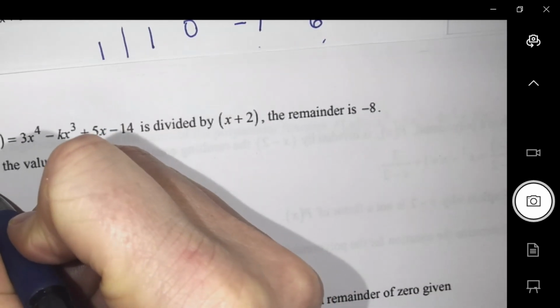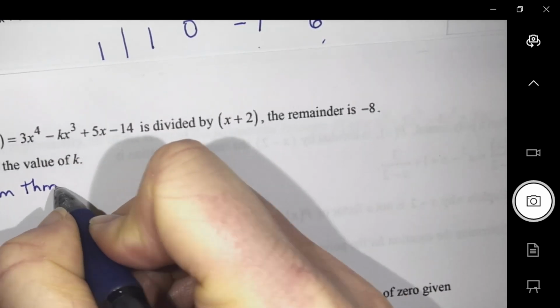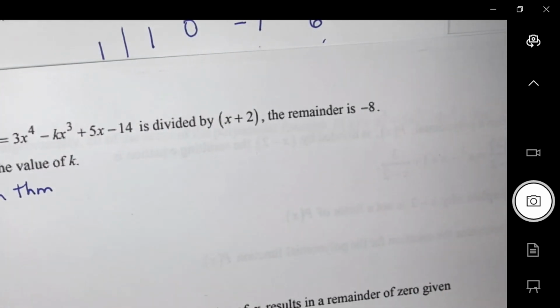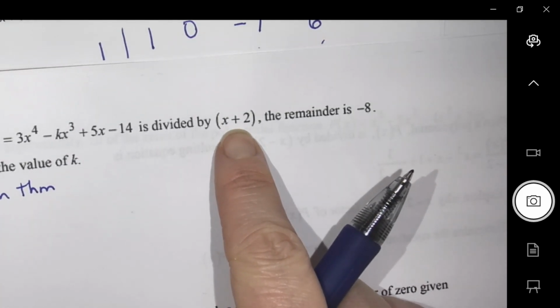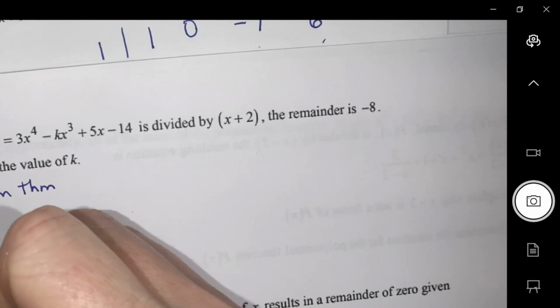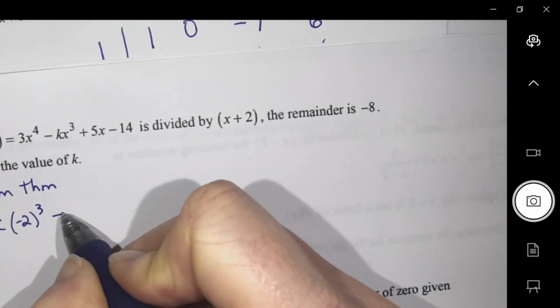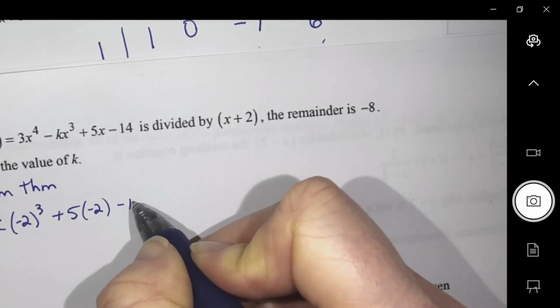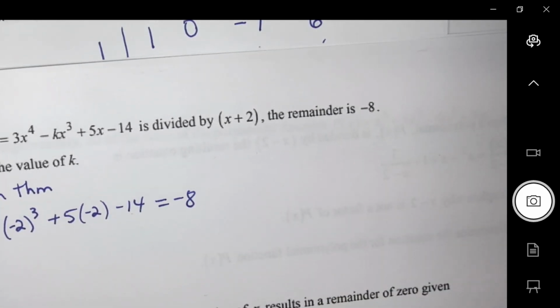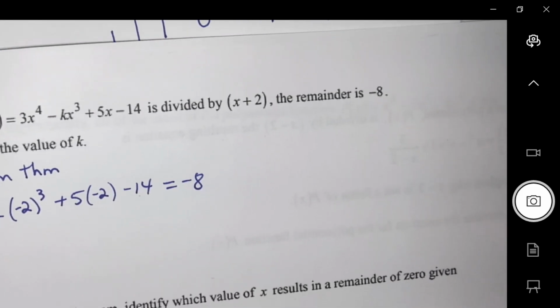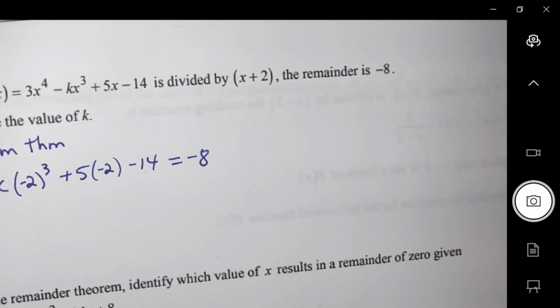So the first method is to use the remainder theorem. The remainder theorem would be, if I was to plug in the root number, I will get out a -8. That's the remainder theorem. So if I plug in a -2, my result should be -8. That's all that would be. So every time you see an x, replace it with -2.